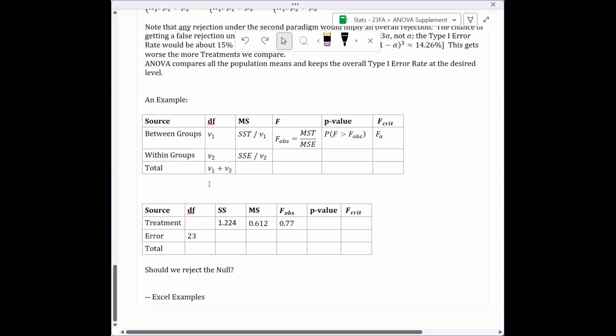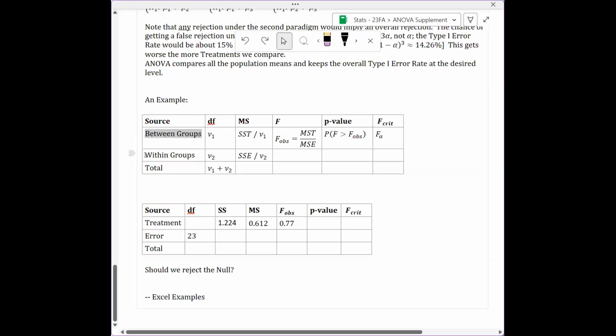Okay, so in practice, doing all of these calculations by hand would be pretty terrible. So we typically go to Excel and have Excel do the calculations for us, and it usually pumps out a table that looks kind of like this.